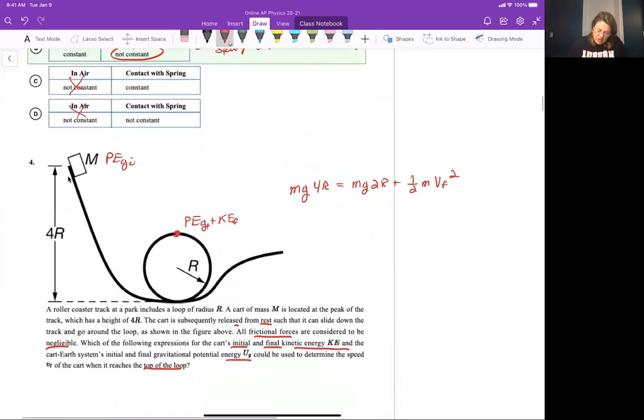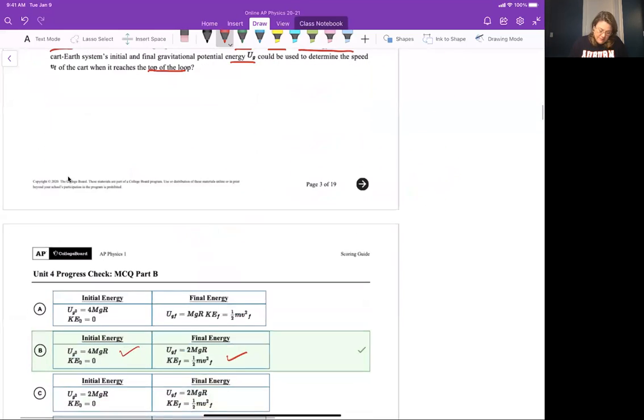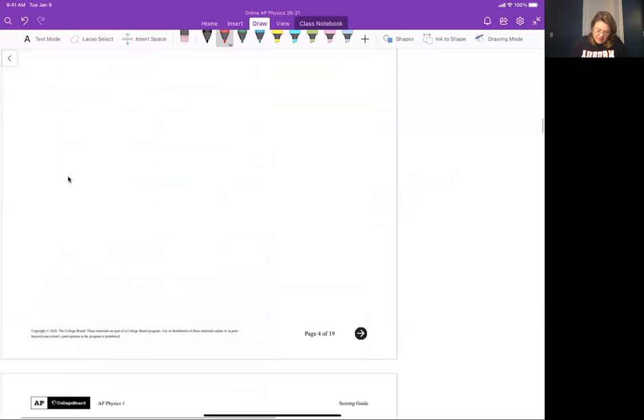Number 4, I have the situation. All frictional forces are considered negligible. Which of the following expressions for the cart's initial and final kinetic energy and the cart-Earth system's initial and final potential energy could be used to determine the speed of the cart when it reaches the top? So I have my initial potential energy and my gravitational potential energy plus final kinetic energy, and I can use all the heights that I know and find it. Okay, hopefully that one makes sense.